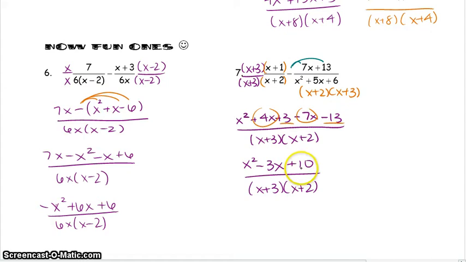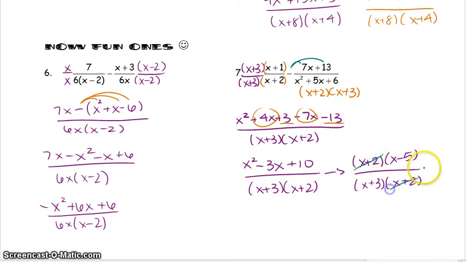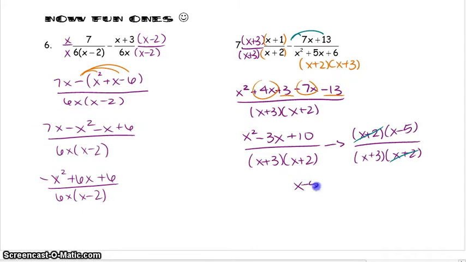Do any numbers multiply to be positive 10 and add to be negative 3? Well, yes, actually. It can be simplified to x plus 2 and x minus 5. And we still have our x plus 3 and x plus 2 on the bottom. And look, we have an x plus 2 on the top and bottom, so that means we can cancel it. So then we're left with x minus 5 over x plus 3 as our final answer. Okay, so every time you need to check to make sure if you can simplify it, and if you can, then you do.